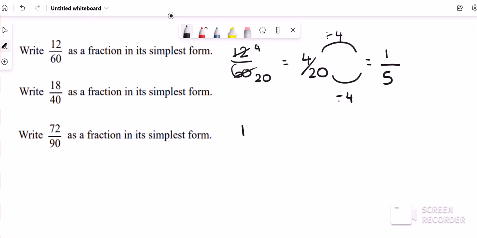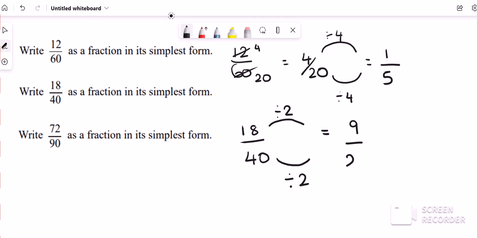Next example is 18 over 40. So, I know I can divide 18 by 2. And that will give me 9. I can divide 40 by 2. And that will give me 20. Now, I cannot divide 9 or even 20 by the same number. Hence, this is the simplest form.